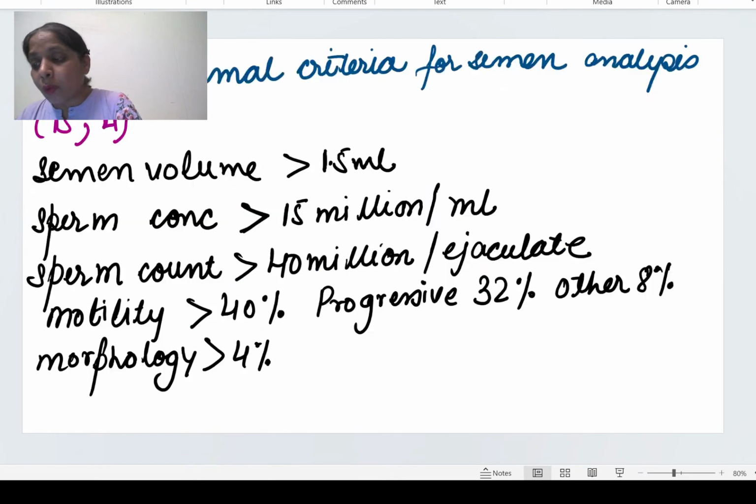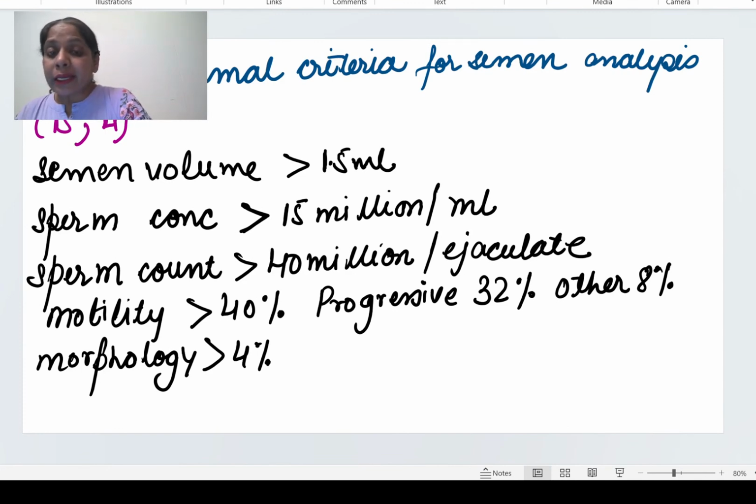So what are the criteria to learn this? You have to learn two terms, 15 and 4. All the parameters will be around 15 and 4. WHO has given some minimal criteria. What is the minimal semen volume? Ideally it should be more than 1.5 ml, minimum 1.5 ml.